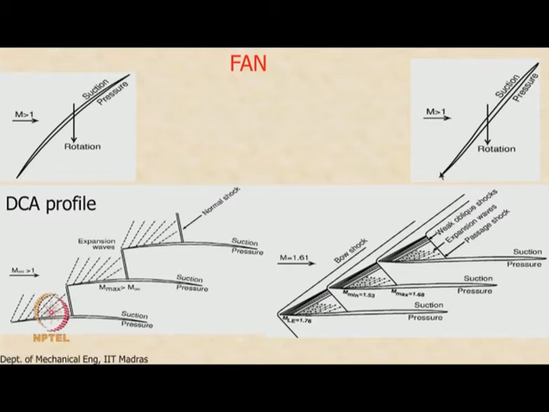So you can see that the CDA profile has a concave portion right in the beginning. To prevent this acceleration of the flow, you can see that it has a concave corner right at the beginning, followed by a convex surface. Okay, and you can see what happens. So the free stream Mach number in this case is 1.61.